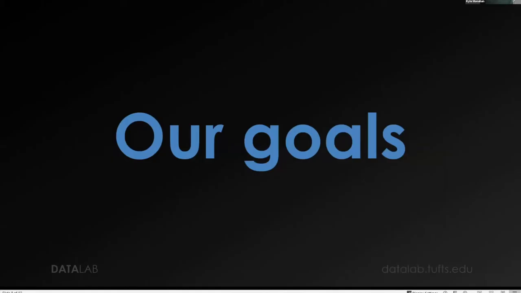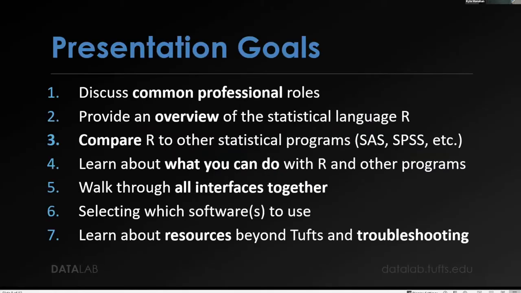So the goals that I have for us today are as follows. We'll start by discussing some of the professional roles that you might find yourself doing or being interested in while you're working through these things. We'll provide an overview of what R is. We'll compare R to other statistical programs, and then we'll learn about what you can do with R and other programs. We'll take the time to go through each interface with each program, so programs like SAS, SPSS, et cetera, and we'll talk about how you might select a software to use. We'll also give you a chance to learn a bit about resources that you have, both if you're here at Tufts, and also resources available to the wider community.